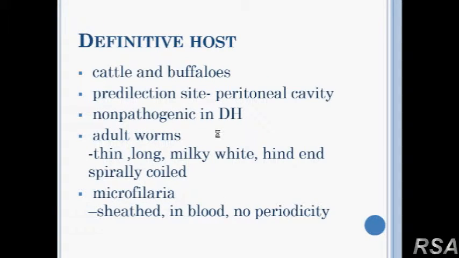Definitive hosts. Cattle and buffaloes are definitive hosts. Predilection site is peritoneal cavity. Non-pathogenic in definitive hosts. Adult worms are thin, long, milky white, hind end spirally coiled. Microfilariae are sheathed in blood, no periodicity.